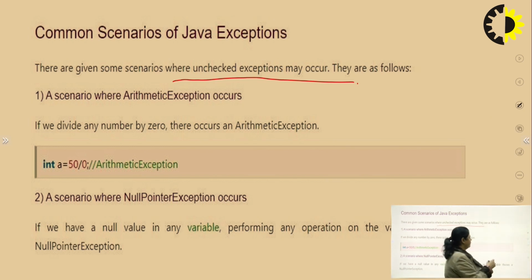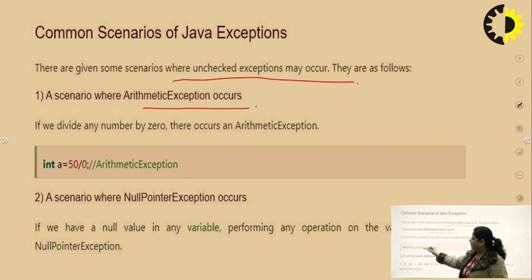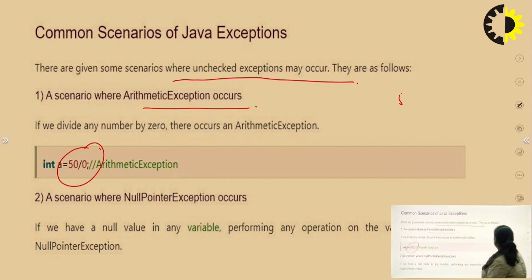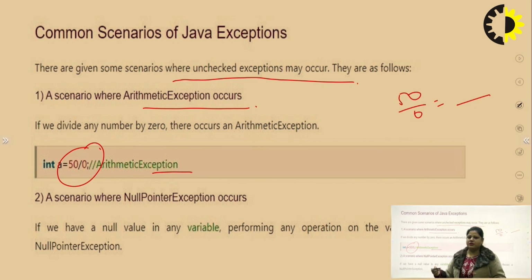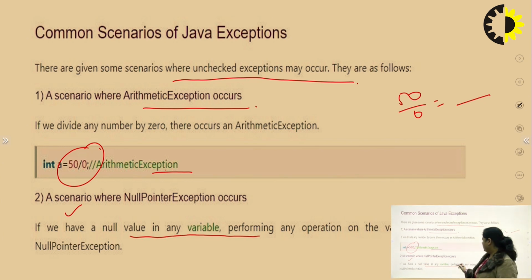I'm going to take one example. We know how we can handle exceptions with the example of try and catch methods. These are some methods. And a scenario where an arithmetic exception occurs, I already told, like 50 upon 0, that is an arithmetic exception. Now the second scenario is, if we have a null value in any variable, performing any operation on the variable throws a null pointer exception. So basically these are two common scenarios of Java exceptions.